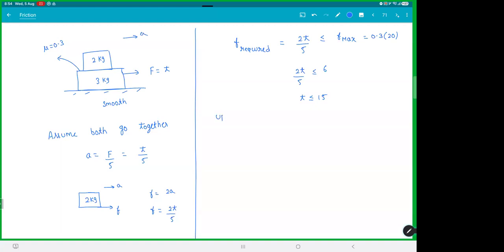So that means up to 15 seconds, the friction is saying, boss, I have enough value so that I can keep them together. So up to 15 seconds, blocks go together. That is great. That means it is clear. So for t greater than 15, they're going to slip. And if the blocks slip, then you know what happens. F is maximum. So you just draw the new free body diagrams. So this will be F max, which is 6 newtons. And this would be the acceleration. How much? 6 by 2, 3 meters per second squared.